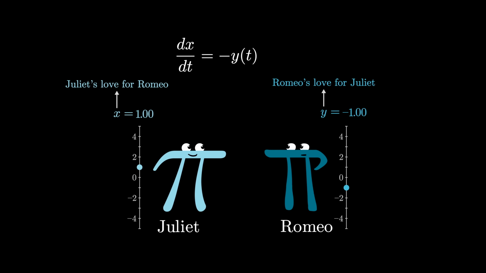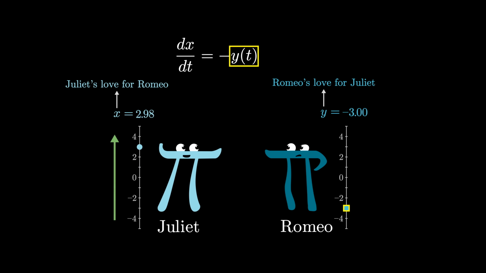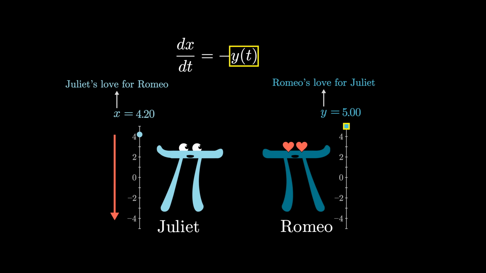The way their relationship works is that the rate at which Juliet's love for Romeo changes, the derivative of this value, is equal to -1 times Romeo's love for her. So, in other words, when Romeo is expressing cool disinterest, that's when Juliet's feelings actually increase, whereas if he becomes too infatuated, her interest will start to fade.